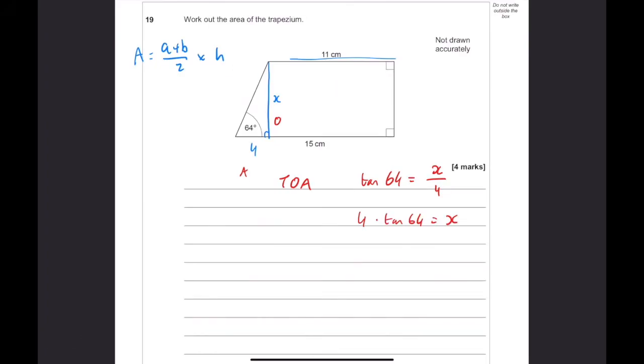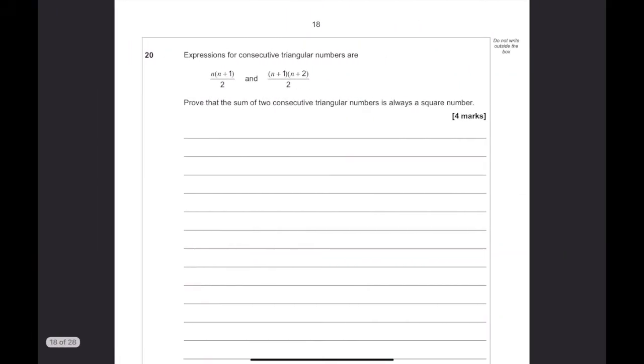So what we can do, just to make our answer as accurate as possible, is keep that as it is at the moment. And if we do our a plus b, 11 plus 15, divide that by 2, times by the 4 tan 64, and if I put all of that in the calculator, then we get a value of 106.6 centimetres squared.